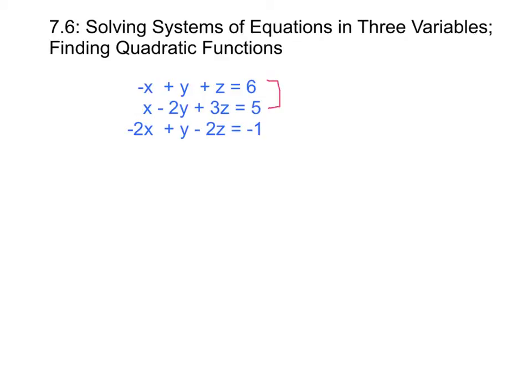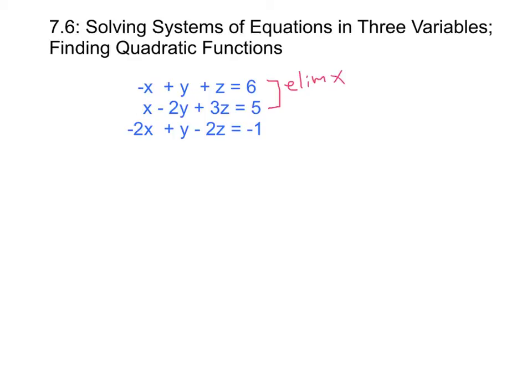Now I'm going to choose x because the x's are already opposites here, negative x and positive x. And that's really going to make it easy to eliminate the x because we'll just add the two equations together, and that'll make the x's cancel. So we're going to eliminate x from those first two equations.